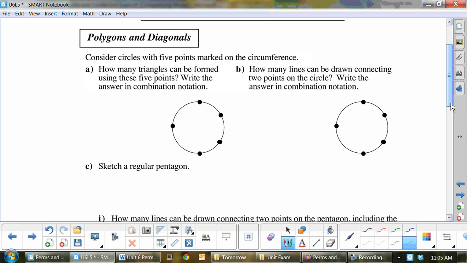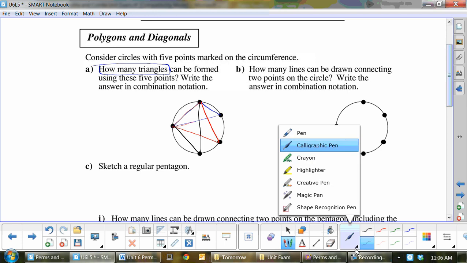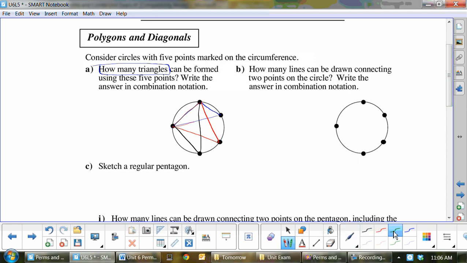Okay, now, what if I have a circle with 5 points on it? It says, how many triangles can you draw? Okay, so again, this is where you want to have like colored pencils. So you got 1. This would be like, I could go like this, 2, and 3. So there's 3. Then I could do 4, 5, 6.